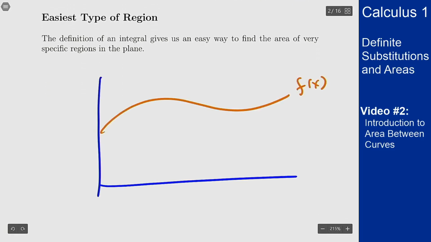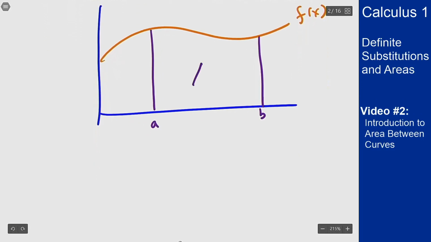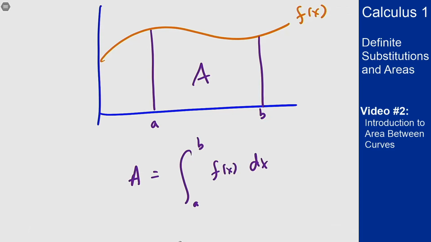If I have a function f of x and I want the region between that graph and the x-axis, well, I know how to find that. That's just the integral of the function f. So if this went from a to b, I would find this area by just integrating f of x over that range. That's a region of the plane that's pretty easy to find the area of using integrals because that's the definition of the integral from a to b of this function f.